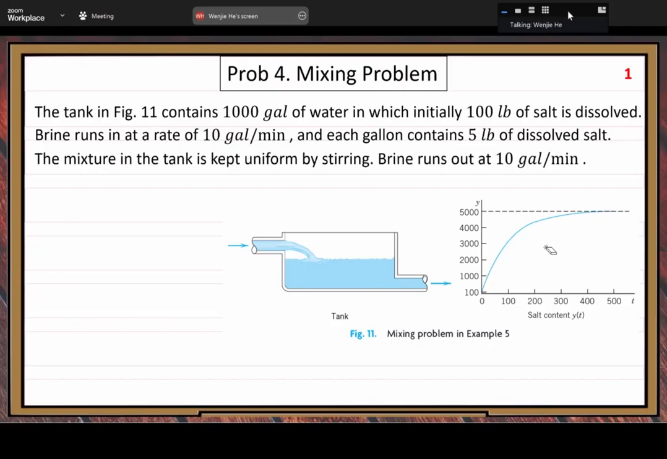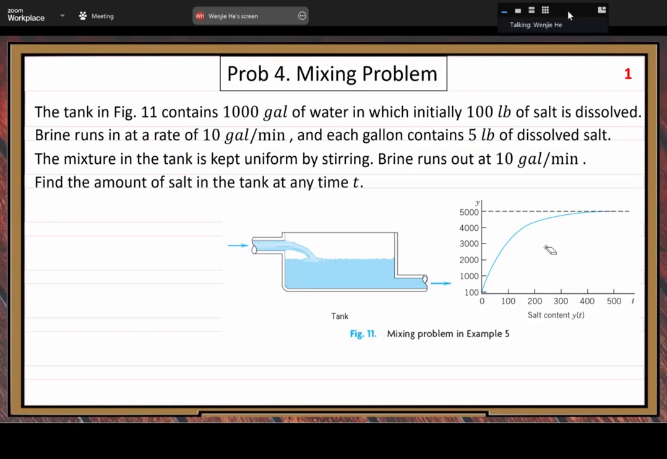The mixture in the tank is kept uniform by stirring. We assume the mixture is perfect, the density is uniform everywhere in the tank. Brine runs out at the same rate, 10 gallons per minute. Inflow and outflow rates are the same, so the whole system is balanced, always balanced.